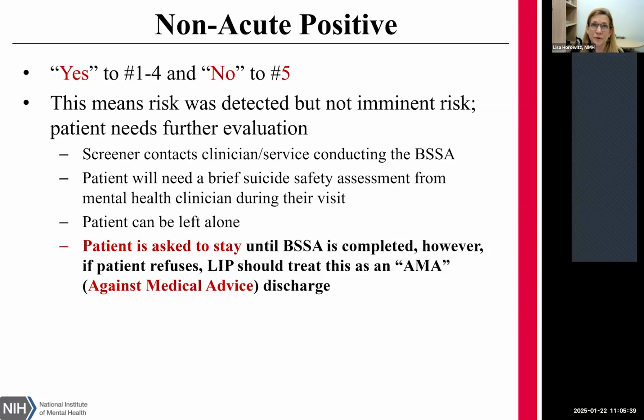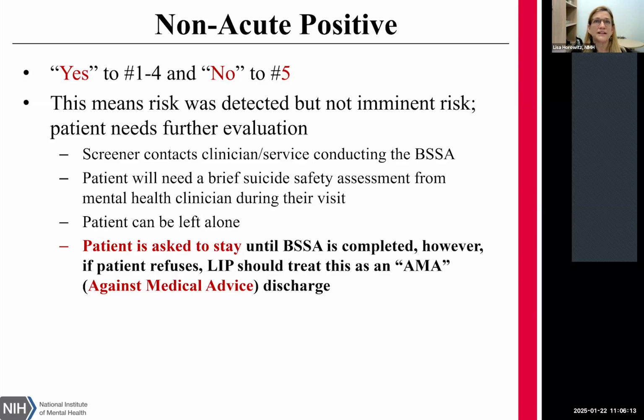However, just like with other medical tests, if they decide that they're leaving, then you treat this as against medical advice. Just like if they had a skyrocketing blood pressure and you said, I want you to stay, I'm going to get cardiology to come see you, and they don't want to wait for the cardiologist, no one's going to tackle them in the hallway, right? But for some reason, when it comes to a mental health concern, people get activated. This is on par with other medical tests that are positive but not emergencies.